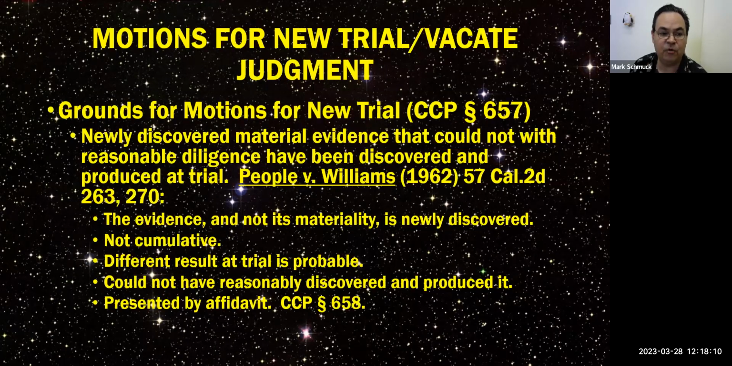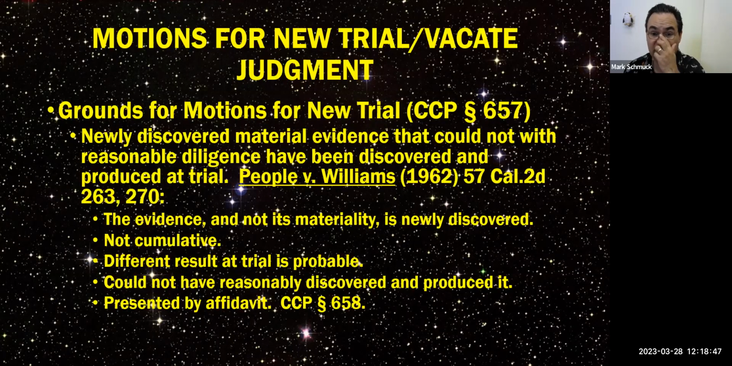You certainly cannot present evidence that is cumulative. In other words, if it's similar evidence, perhaps by a different witness, that is cumulative evidence that would not justify an order for a new trial. Again, what you need to show is that if the evidence were presented, a different result at trial is not just possible, but probable. It's a very high standard to justify the court entering an order for a new trial. And again, this must be presented by separate affidavit.